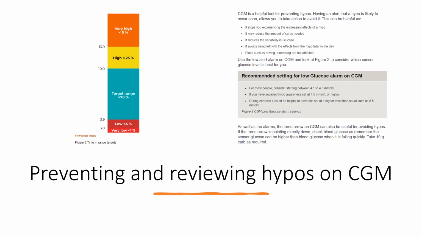Information is included on using CGM alarms and trend arrows to prevent below target glucose, and is linked with the recommended time in range targets and avoiding low and very low glucose, and highlighting that sleeping through nighttime hypos can contribute to time below range.